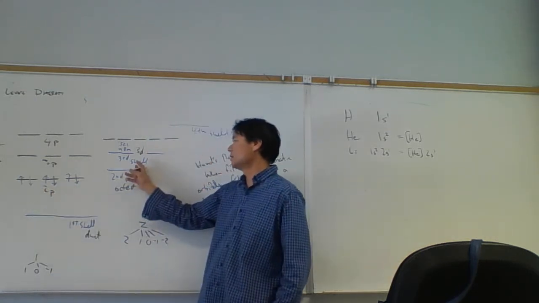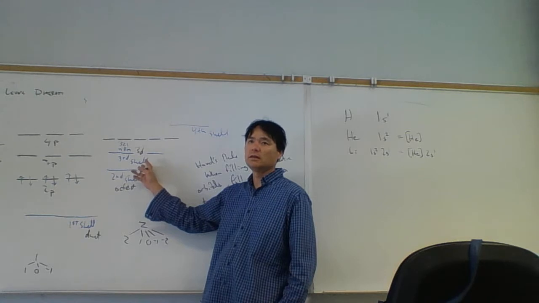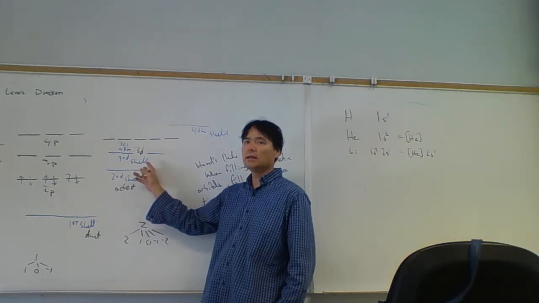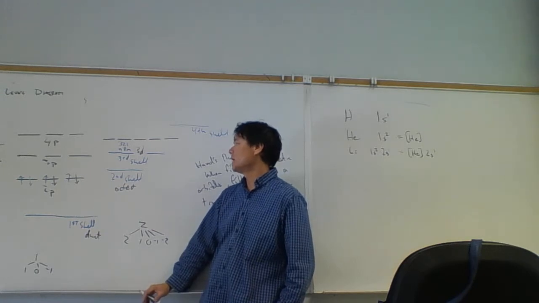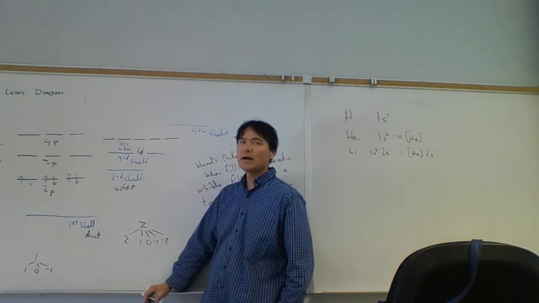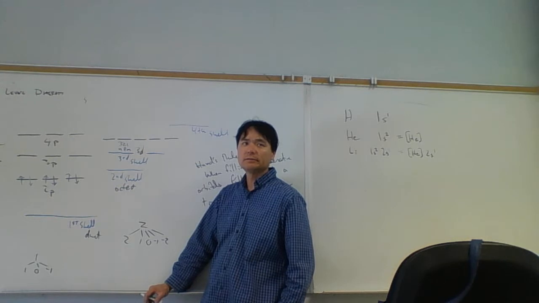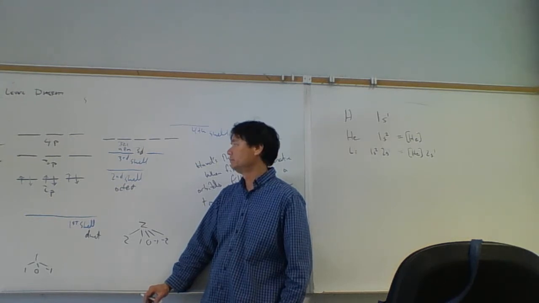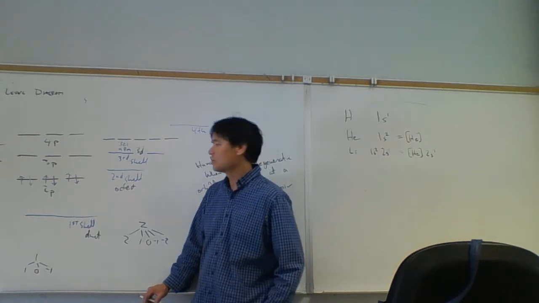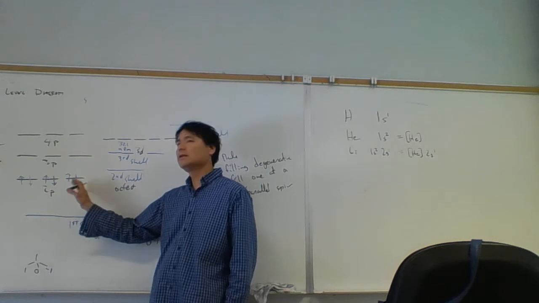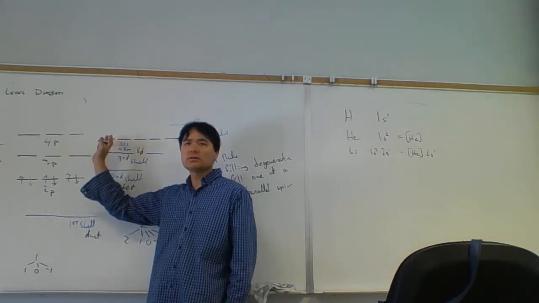The third shell can hold a max of 8 electrons. And so that would be an octet. But the fourth shell can hold a maximum of how many electrons? 18 electrons. So those are special numbers. 2 electrons, 8 electrons, 18 electrons are special.